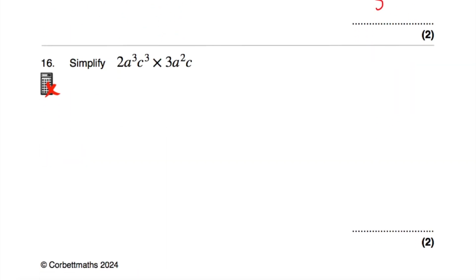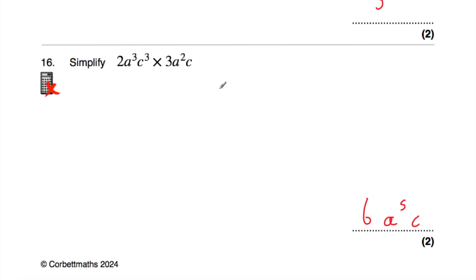Okay, question number 16. Okay, so question number 16, we've been asked to simplify 2a cubed c cubed multiplied by 3a squared c. Okay, so whenever we want to simplify something like this, you multiply the numbers at the front to begin with. 2 times 3 is 6, so it's going to be 6. And then we've got a cubed times a squared. So it's going to be a, and then let's add the powers together. 3 plus 2 is 5, because a cubed times a squared would be a to the power of 5.